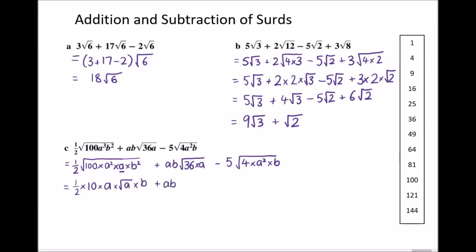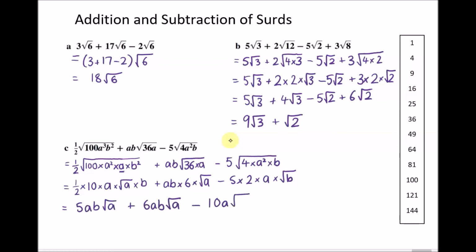Plus ab times 36 is a square number, so the square root of 36 is 6, times, and the a has to stay under the square root because it's not a squared term, minus 5 times square root of 4 is 2, times the square root of a squared is a, times the square root of b has to stay under the square root because it's not a squared term. Let's go through and simplify. We have half times 10, which is 5, times a times this b on the end. 5ab square root a plus 6ab square root of a minus 5 times 2 is 10 times a, 10a square root of b.